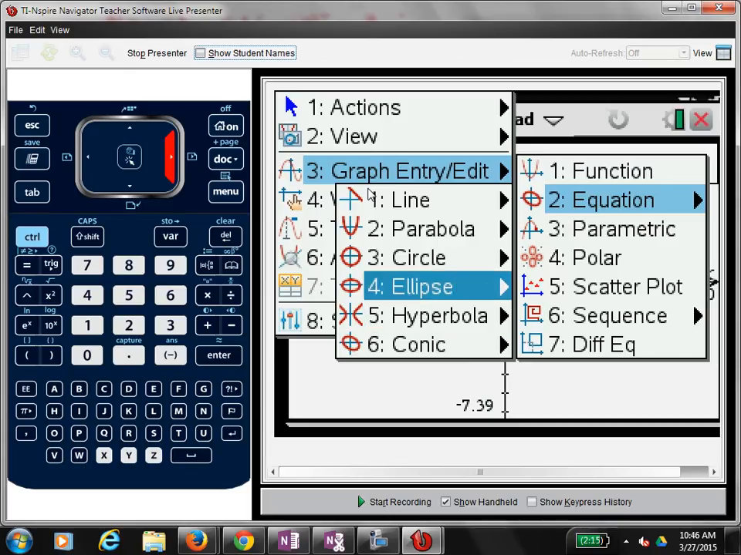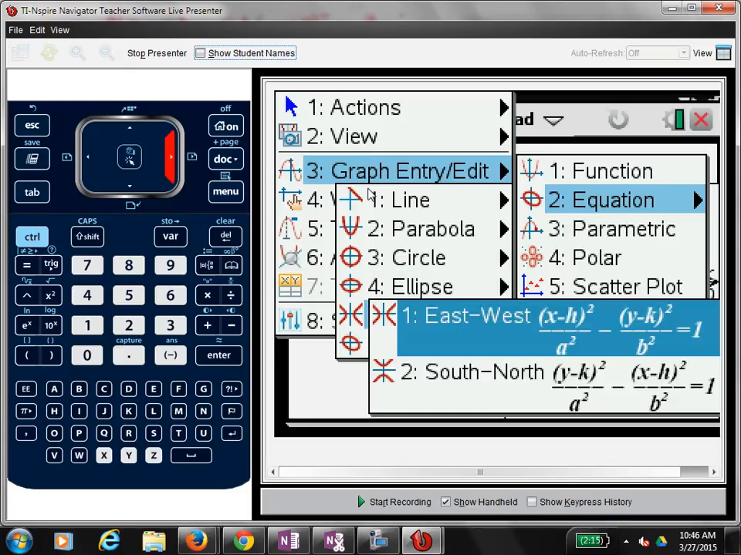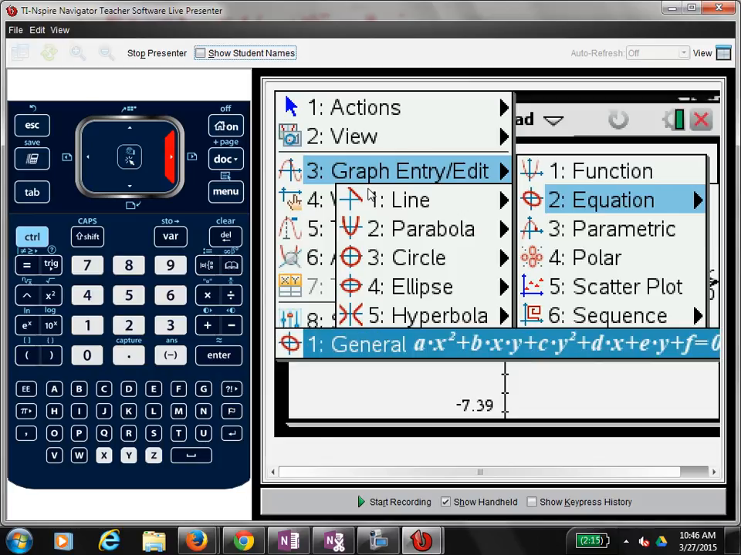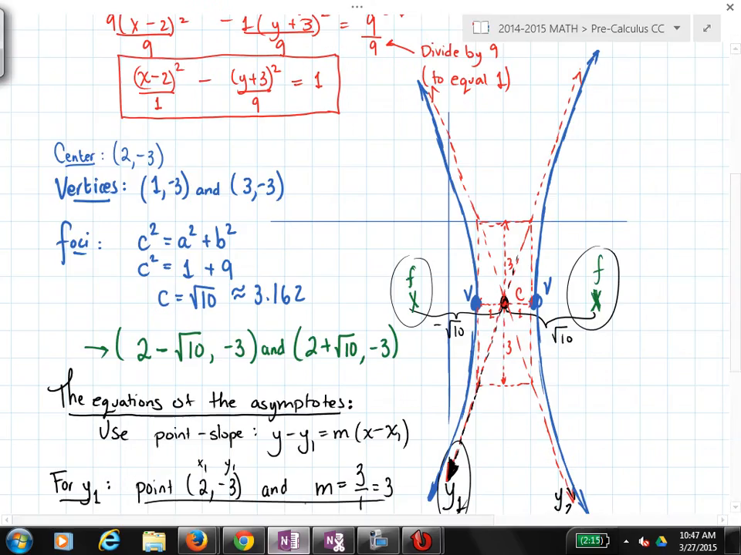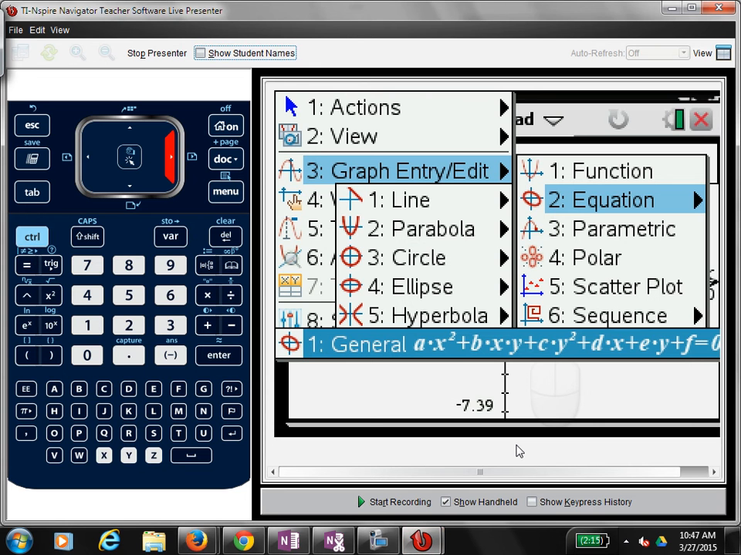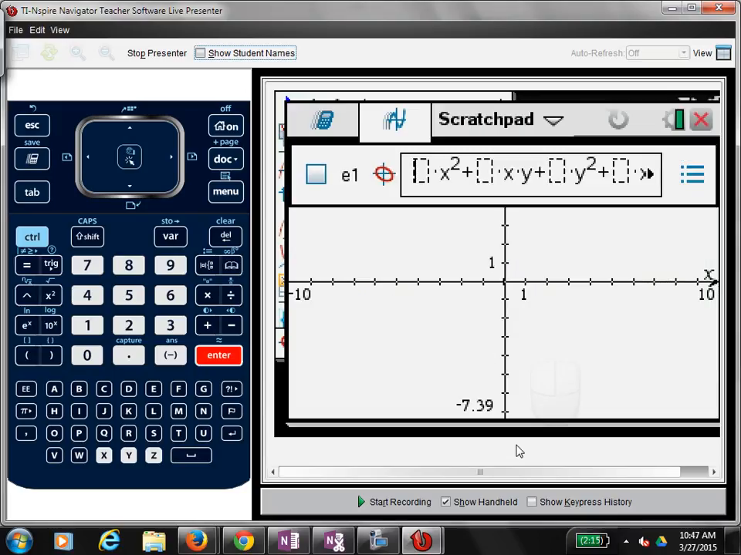Just be careful that these right here, the parabola, circle, ellipse, hyperbola, that's in what the book calls standard form. But since I was the one who did that, for all I know, I could have made a mistake. I'm going to instead choose the one that says conic and the general one, because that's the way our equation started off. We started off with this equation right here. So I'm going to type this equation into that option right there. So hit enter here. Notice how your entry line now becomes the general conic.